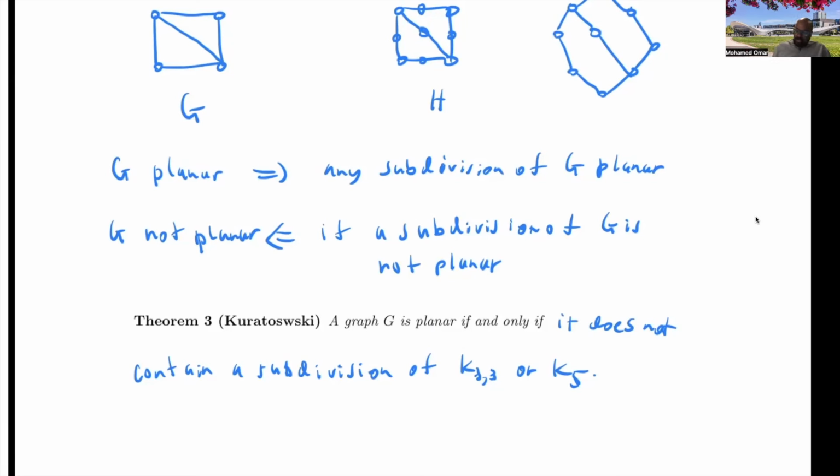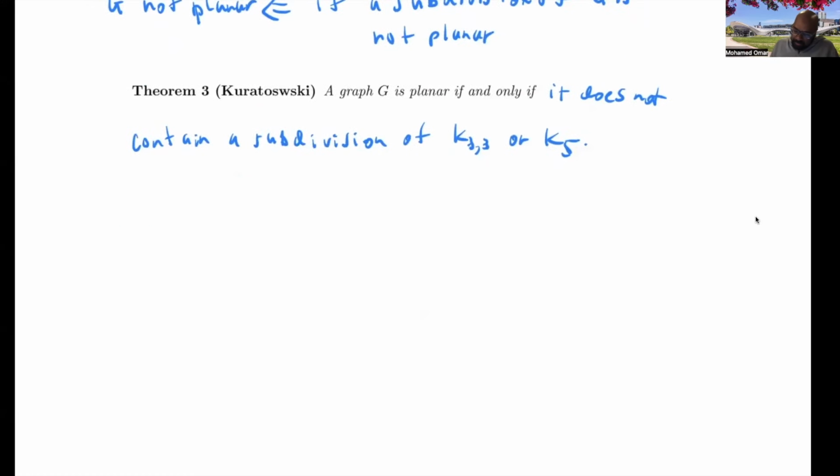For example, if you have K3,3 or K5, or if you have a subdivision of them, as a subgraph of your graph, then you can't be planar. Right? Because if you have a subdivision that's not planar, you're not planar itself. So we do have one direction.